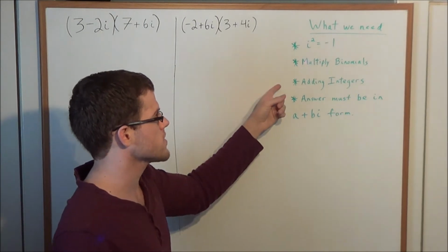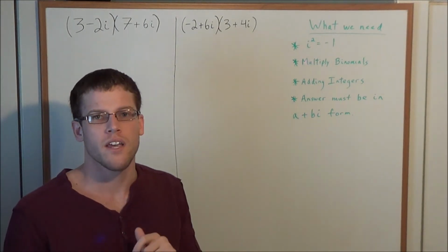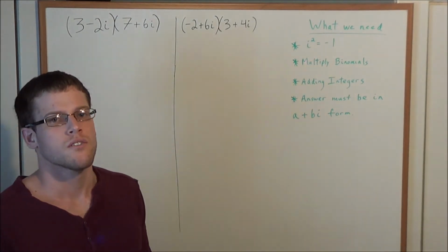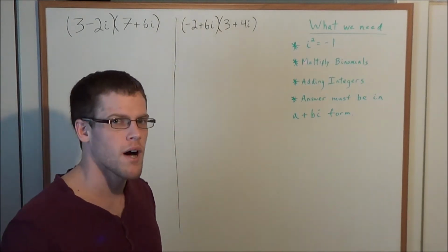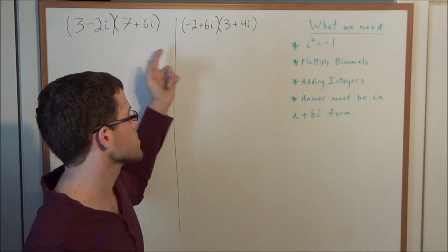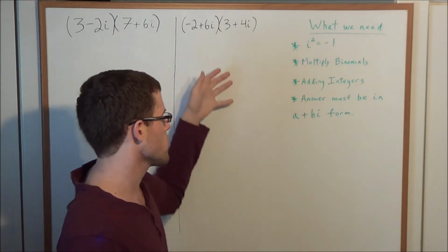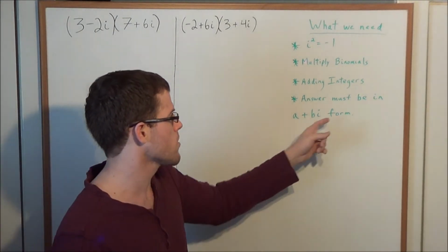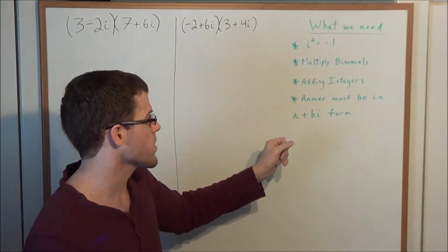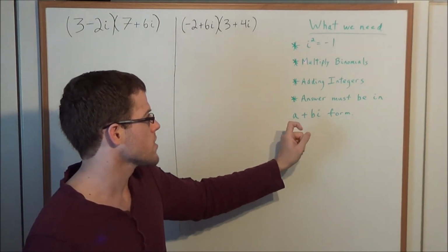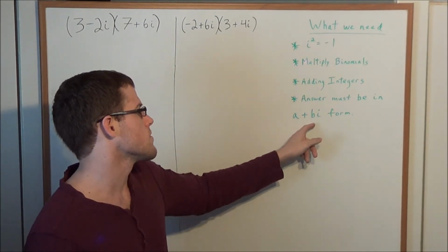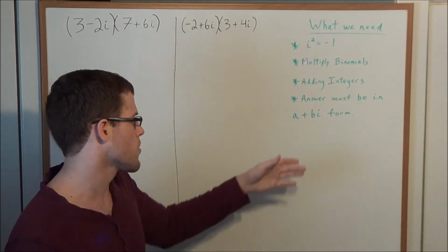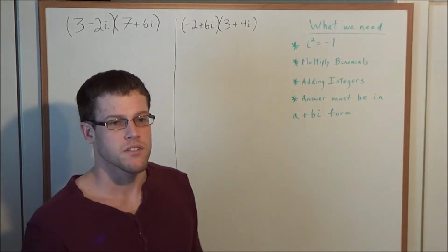Also, we need to be able to add integers. We need comfortability with adding negative numbers and positive numbers, or subtracting negatives from positives. That's going to be important to solve these problems. And finally, when we get all of our work done, our answer needs to be in the form of a plus bi, where we have some real number a and some real number b in each of these places. That's just the preferred form for writing a complex number.